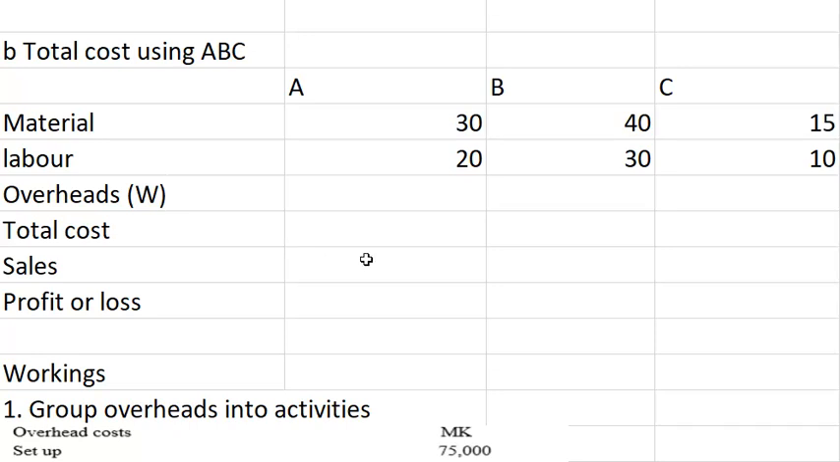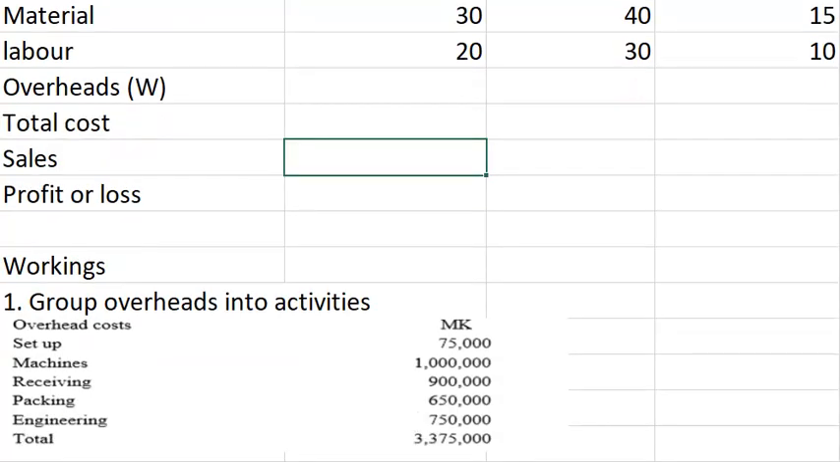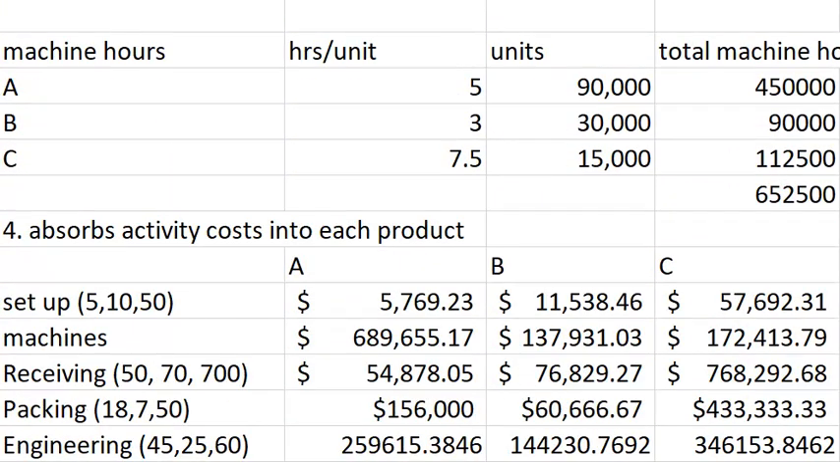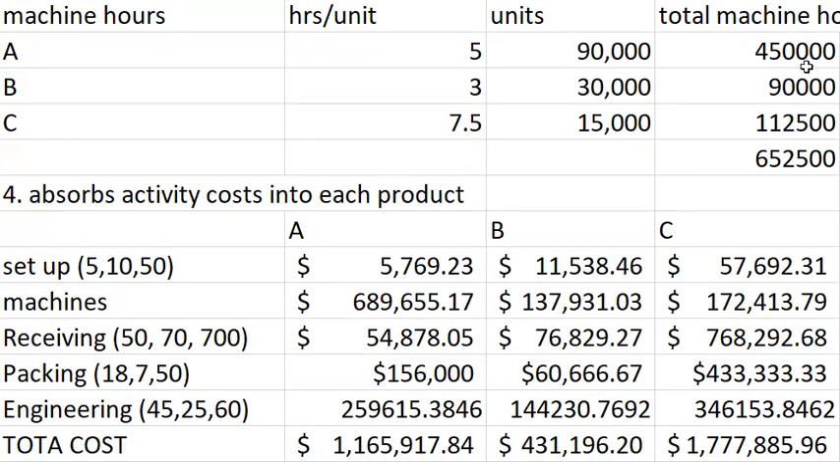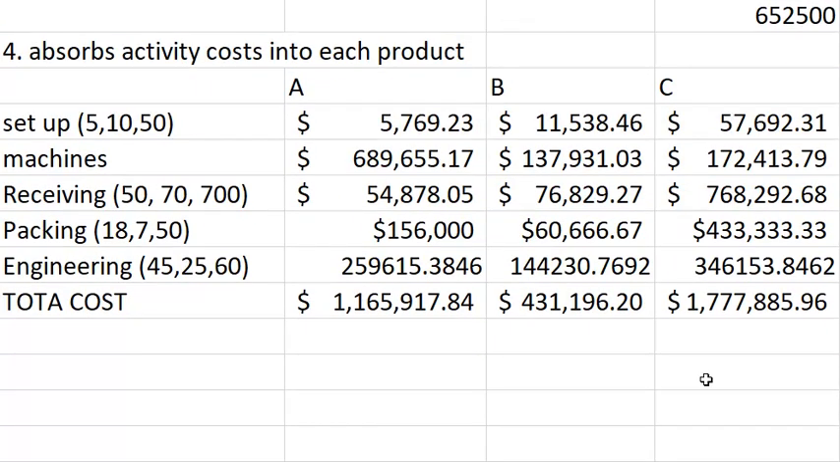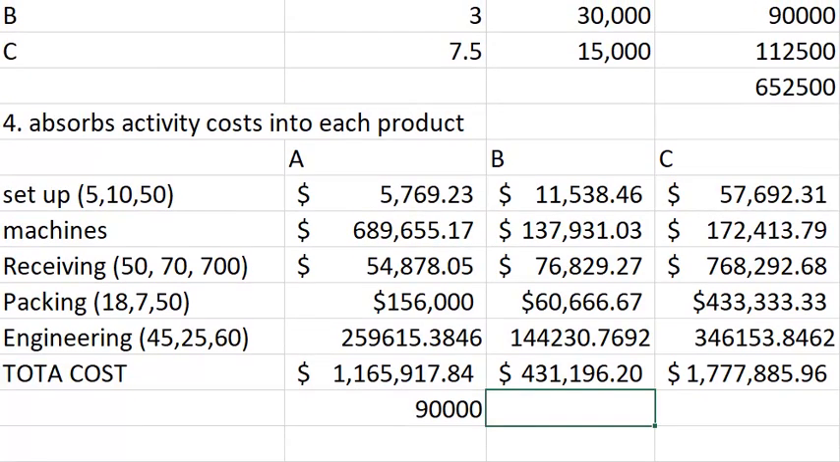So we should make sure that the overheads are also calculated per unit. So what we should do, we'll divide by units, which are, remember the units, we have 90, 30, and 15. So all these costs should be divided per unit. So 90, we'll put it again, 90, 30, and 15.